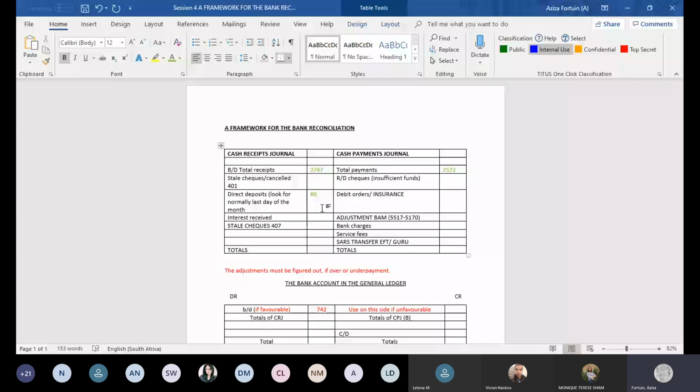So we can tally up now. So 2767 and 80, 2847 and 2572, 112 will give me 2692. Okay, so what do I do with these numbers, Vivian?